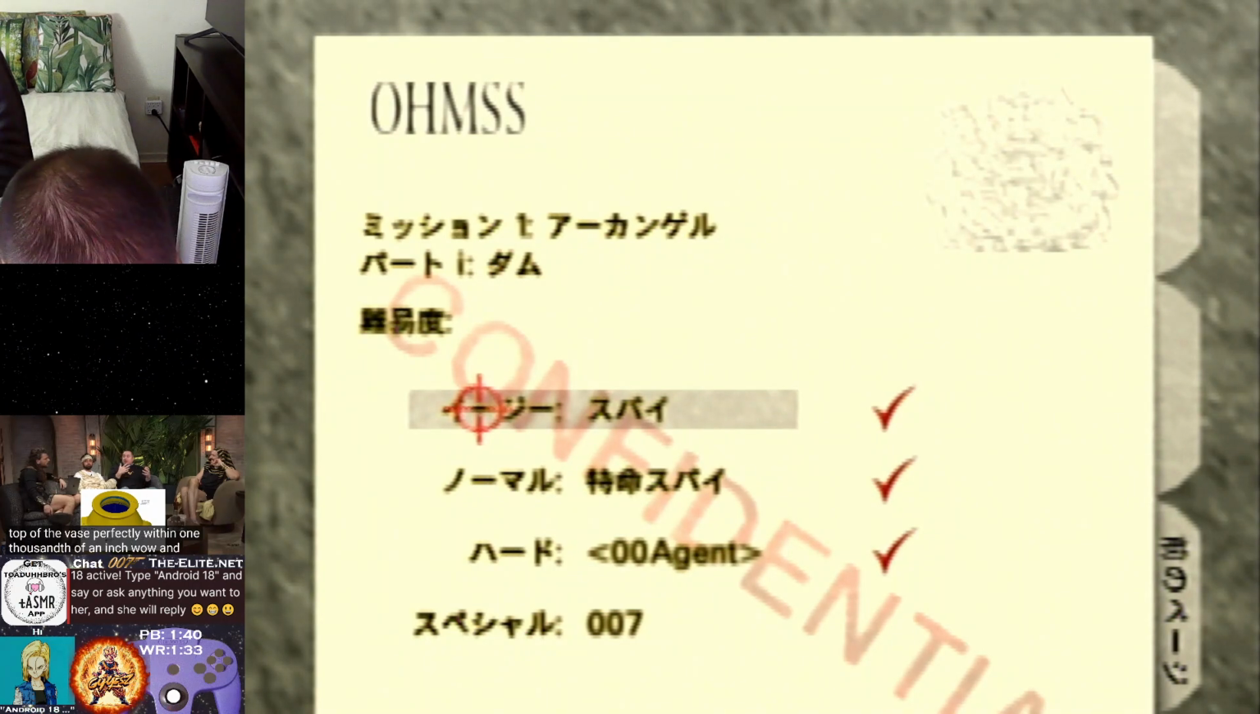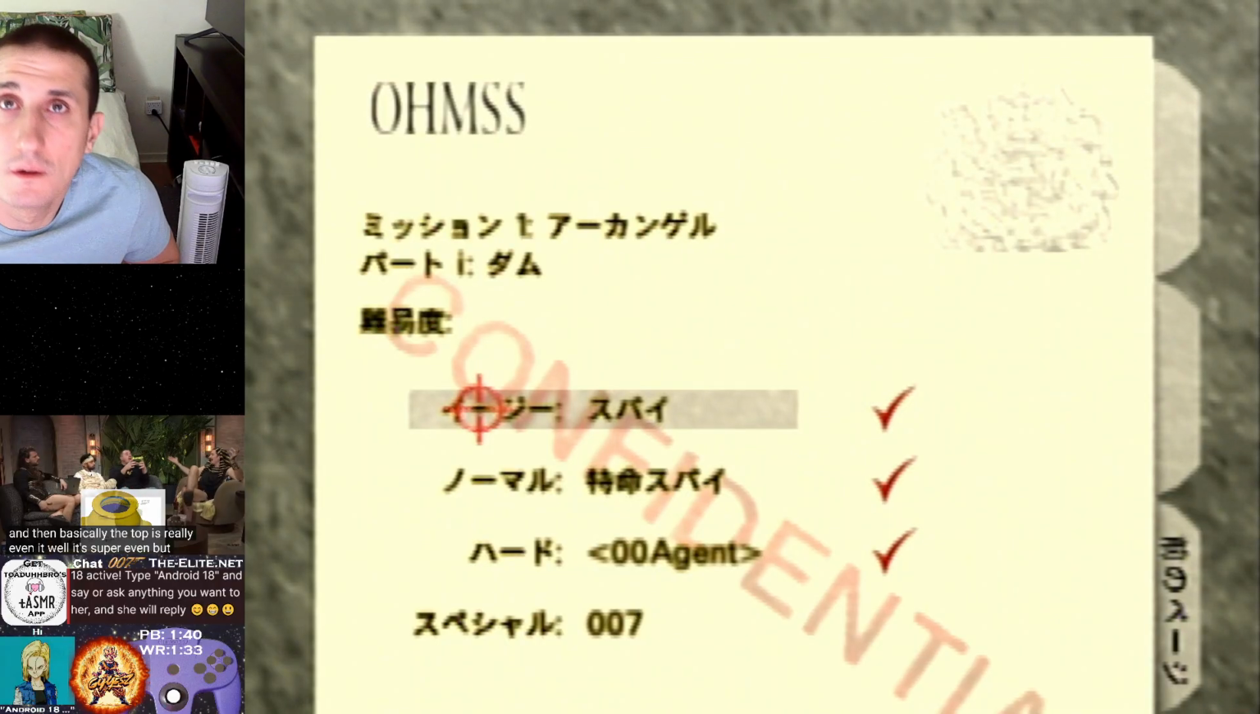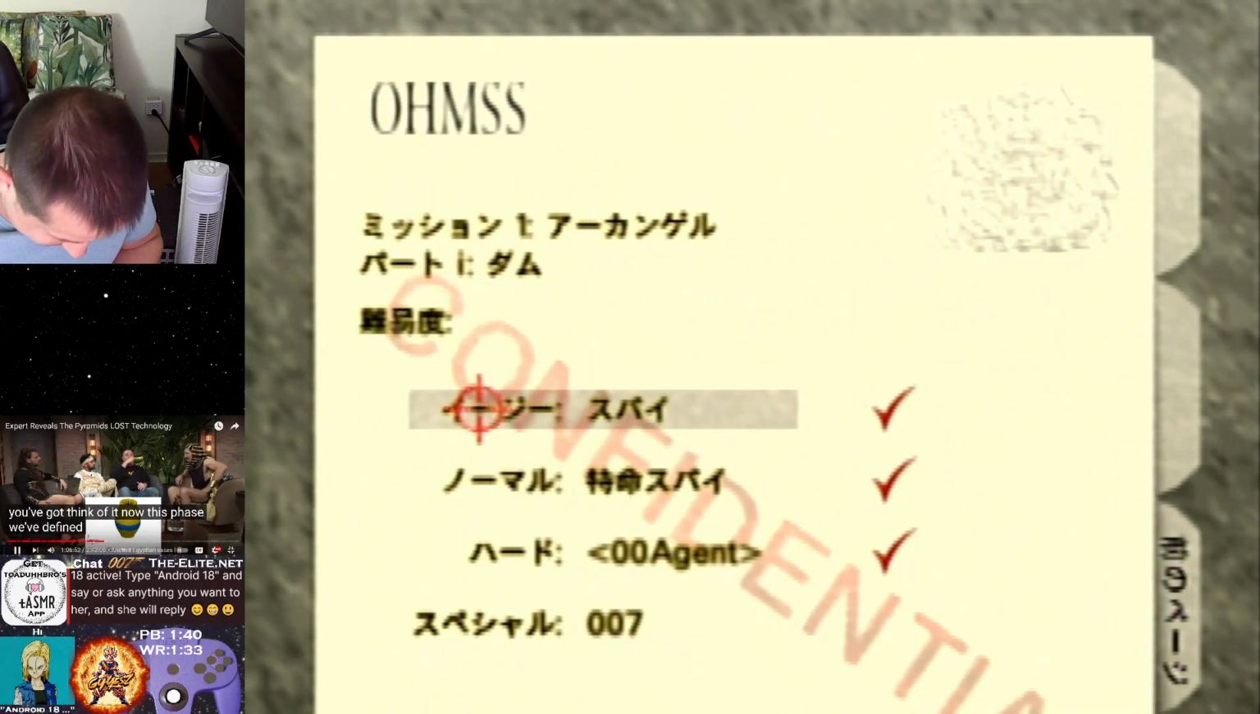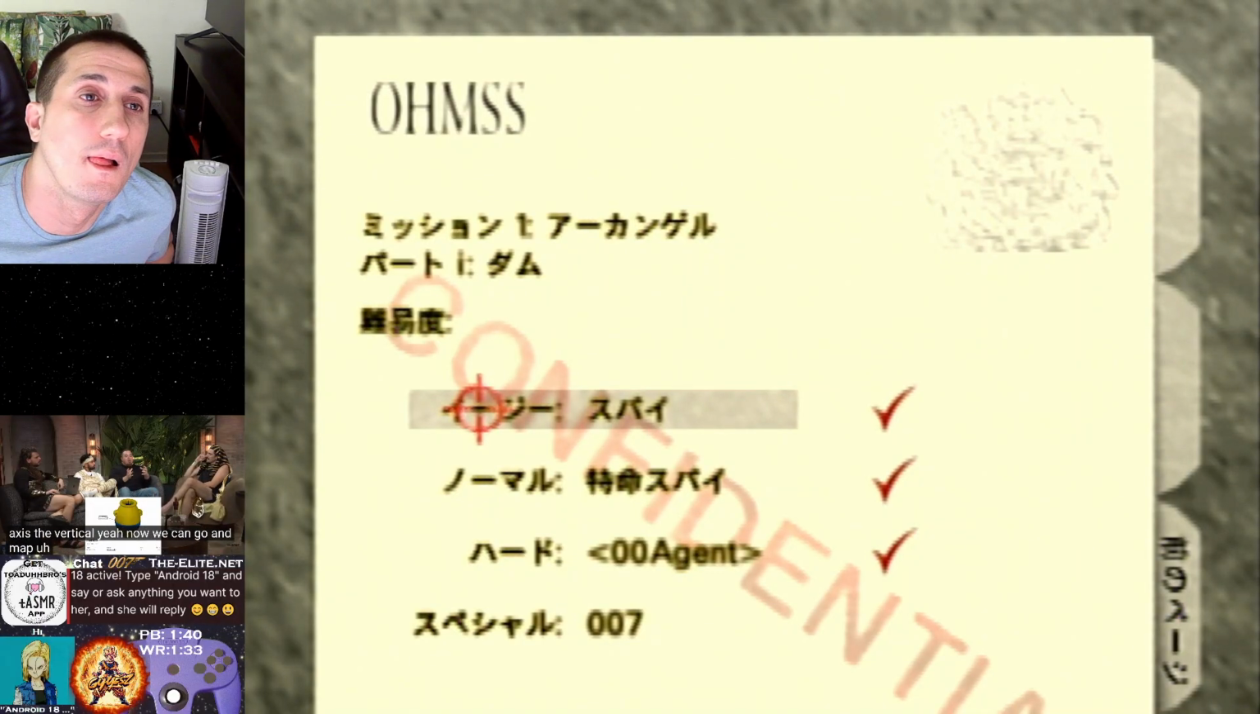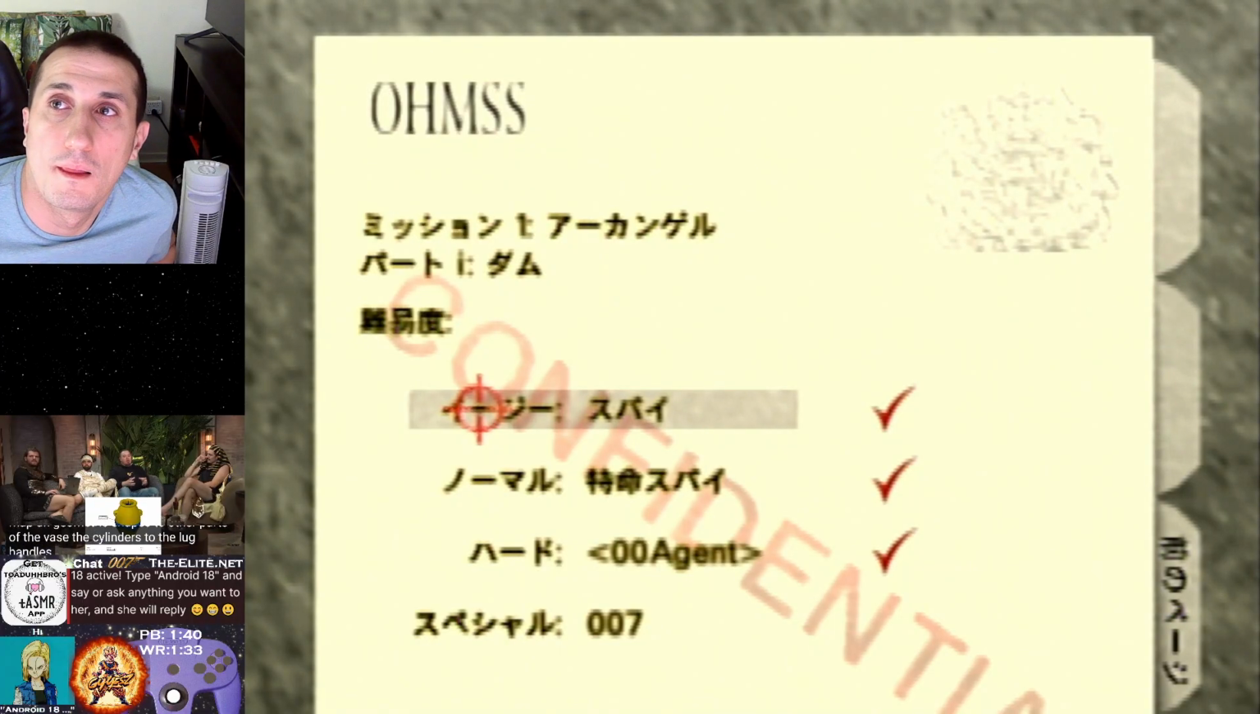Wow. It looks tiny, but basically, we'll see it. It is super even. Now think of this vase: we've defined a horizontal axis and a vertical axis. Now we can go and map geometric shapes to other parts of the vase, the cylinders to the lug handles, cones to part of the vase body, or a sphere to part of the vase body.